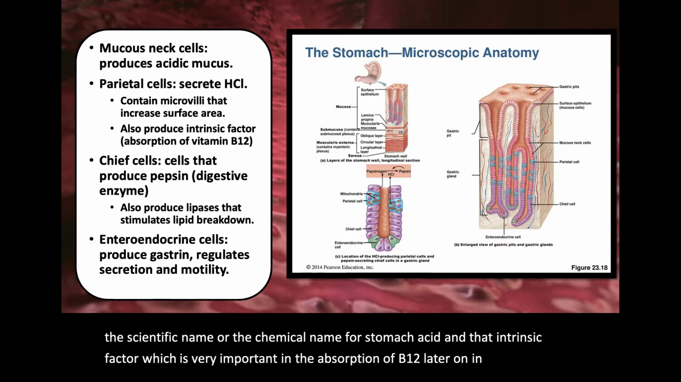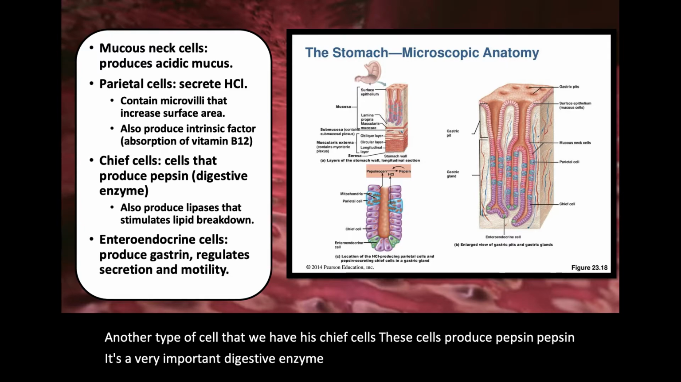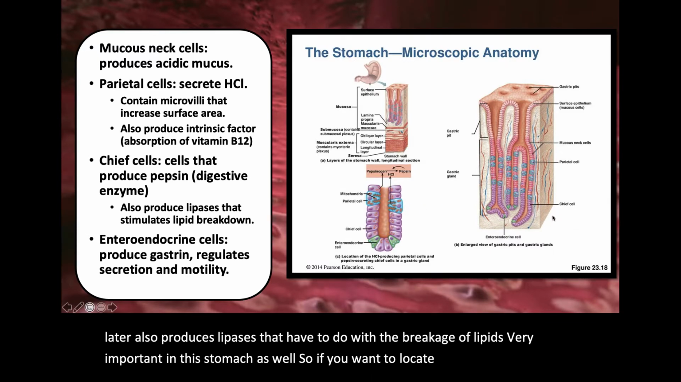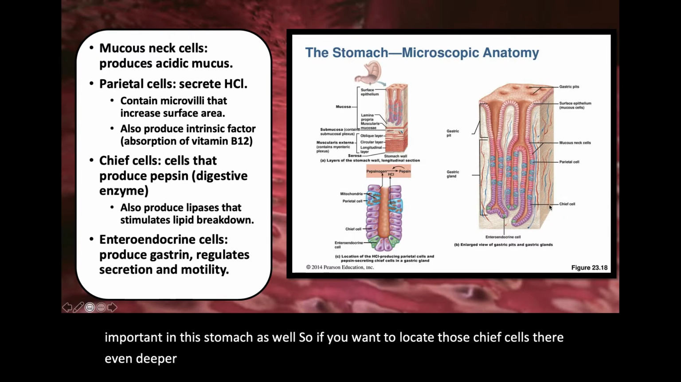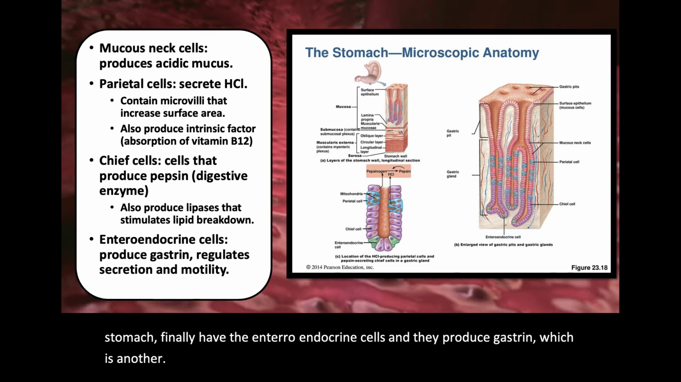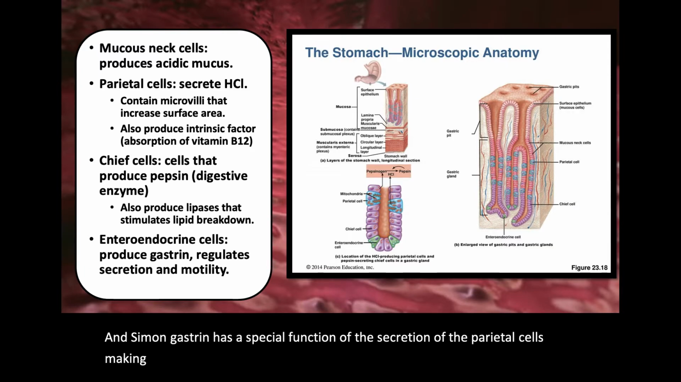Another type of cell that we have is chief cells. These cells produce pepsin. Pepsin is a very important digestive enzyme, and we'll talk about this enzyme a little bit later. They also produce lipases that have to do with the breakdown of lipids, very important in the stomach as well. If we want to locate those chief cells, they're even deeper in the gastric pits, in the layers that make up the stomach. Finally, I have the enteroendocrine cells, and they produce gastrin, which is a hormone that regulates the secretion of the parietal cells, making the stomach juice, and the motility of materials down the digestive tract.